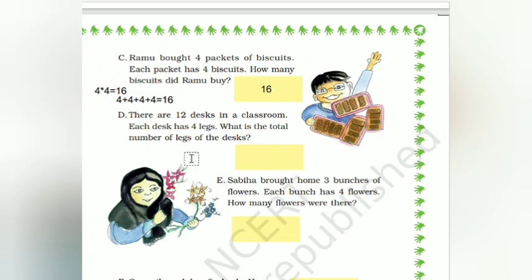They are asking not the desks. Desks are already given, that is 12. And now they are asking about the legs. How many legs will be there? What will we write? 12 times 4.